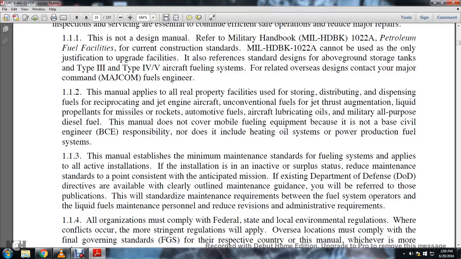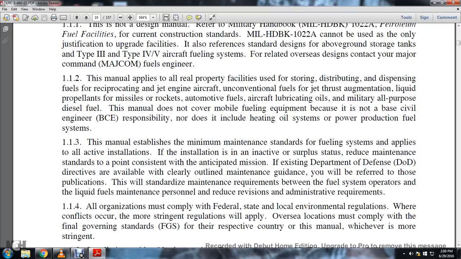1.1.2 The manual applies to real property facilities used for storing, distributing, dispensing, and fueling reciprocating engine aircraft, unconventional fuels for jet thrust augmentation, liquid propellants for missiles and rockets, automotive fuels, aircraft lubricants, and military all-purpose diesel fuel. The manual does not cover mobile fuel equipment because it is not base civil engineering, or BCE, responsibility. It does not include heating oil systems or power production fuel systems.